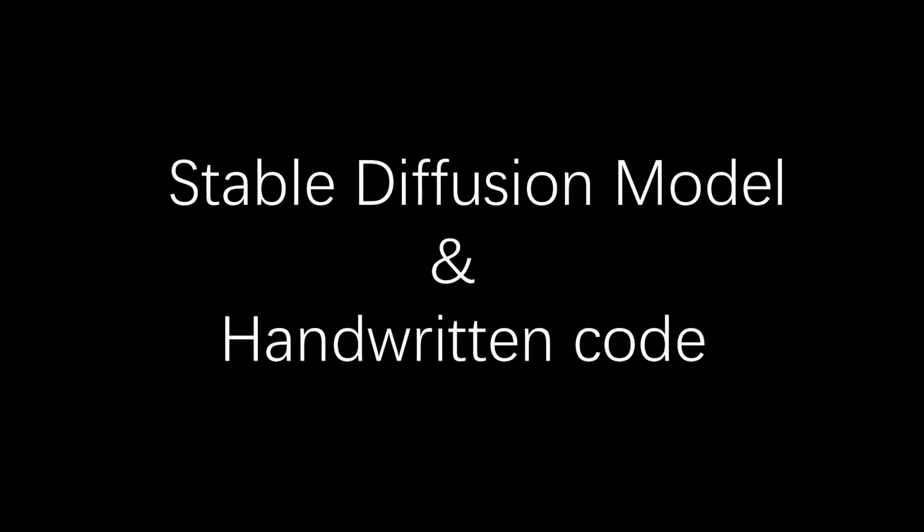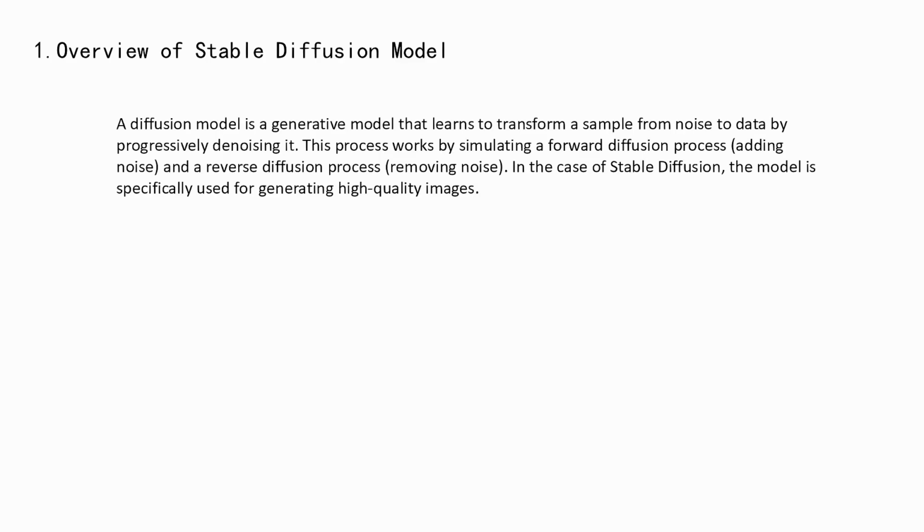This section explains the Stable Diffusion model and code implementation. Let's first look at the Stable Diffusion model overview. A diffusion model is a generative model that learns to transform a sample from noise to data by progressively denoising it. This process works by simulating a forward diffusion process, adding noise, and a reverse diffusion process, removing noise. In the case of Stable Diffusion, the model is specifically used for generating high-quality images.